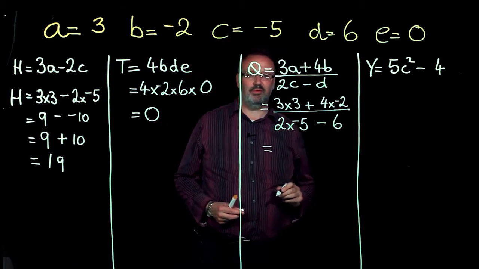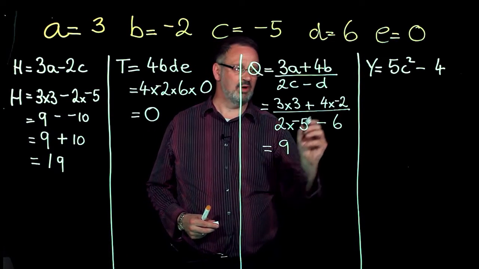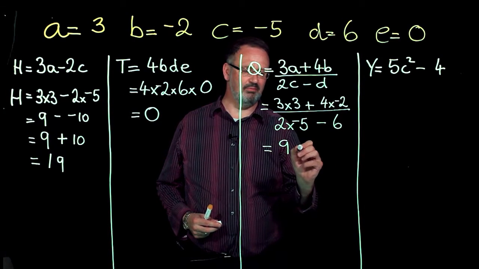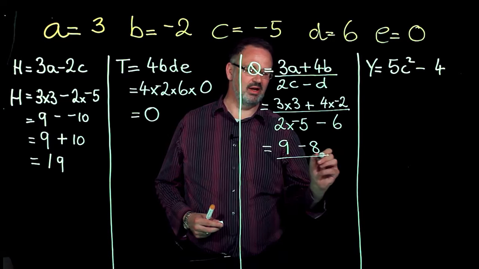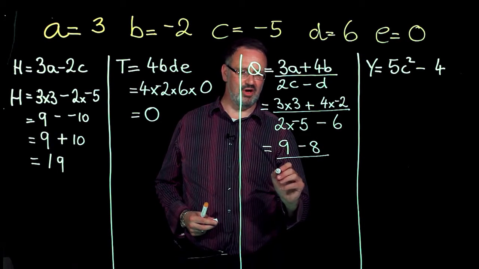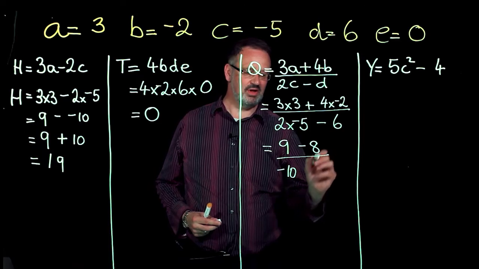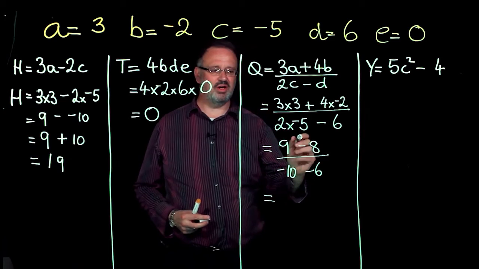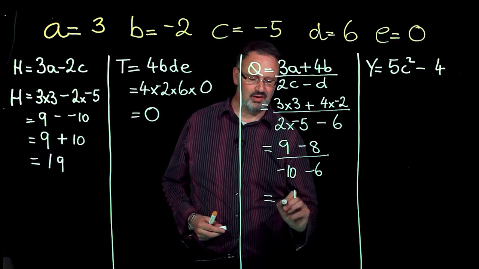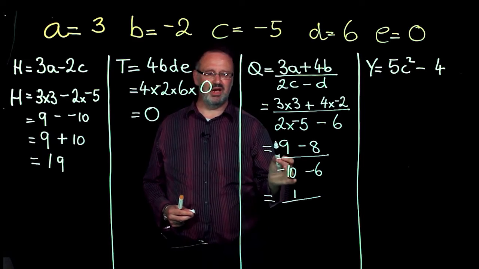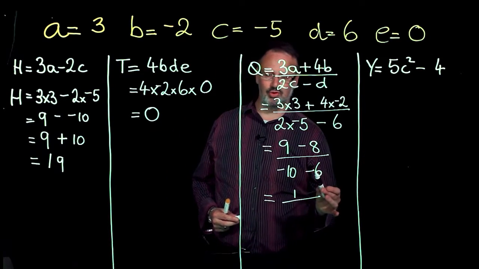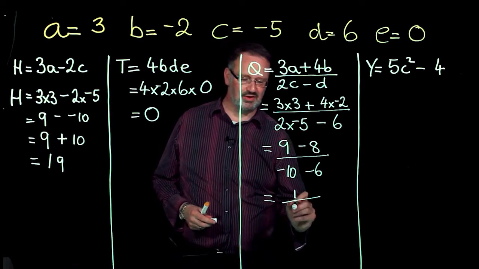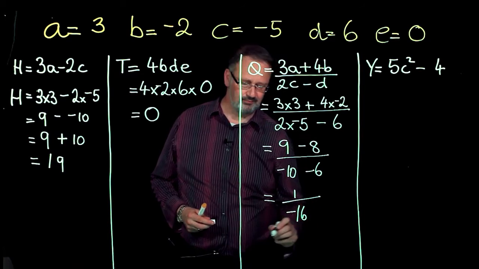Let's take our next step. 3 3s are 9. 4 times -2 is -8. Adding on a negative number, same as taking away 8. 2 times -5 will be -10. Take away another 6. Again, an element of caution. 9 take away 8 is 1. Here we have -10 take away 6 more. So if we think of our number line, -10 take off another 6 is going to be -16.